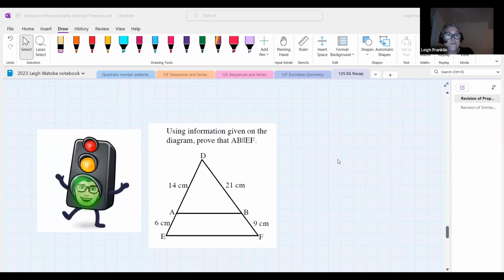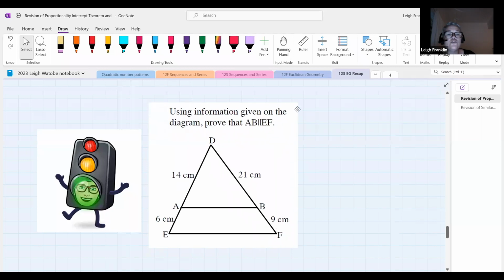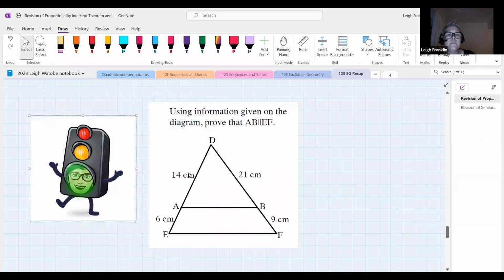Okay, here you go. So we're going to use the information on the diagram and you're going to try and prove that AB is parallel to EF. It's identical to the previous question. You just make it a little bit bigger. I'm going to give you guys a chance to try this one. Katleho, just give it a try. It doesn't matter if you don't get it right straight away. Okay, what you can't do is you cannot start off by saying DA over AE equals DB over BF, because we do not know that AB is parallel to EF. So we may not write that.